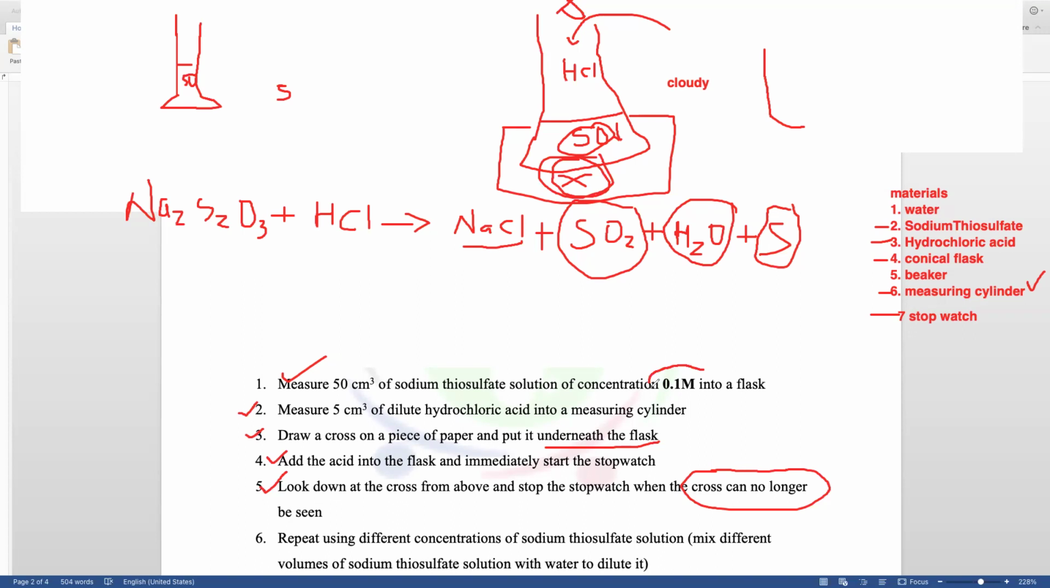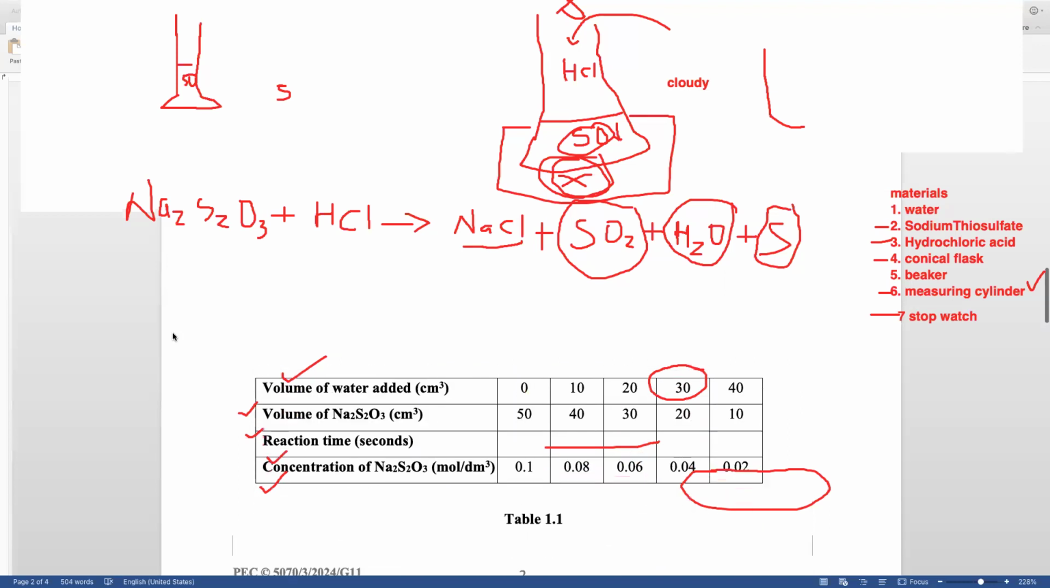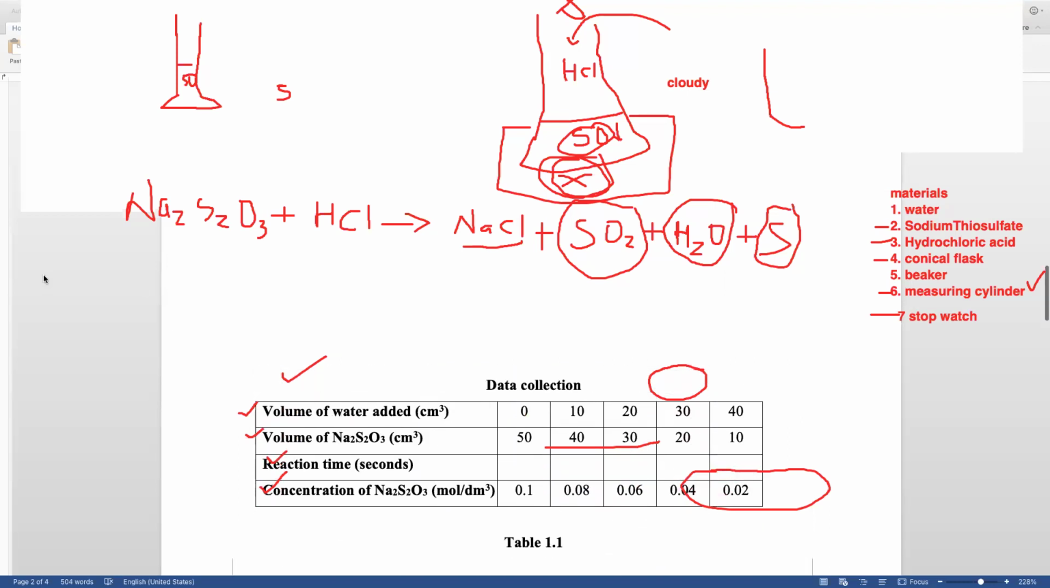Remember, the concentration of sodium thiosulfate is 0.1. So you stop the stopwatch and record the time. That's what we have done. Meaning, if we go to the table, you can clearly see that at the beginning of the reaction, we only added 50 mLs of sodium thiosulfate of that concentration, and the volume was 50. No water was added. That's why the beaker and the water are left out.